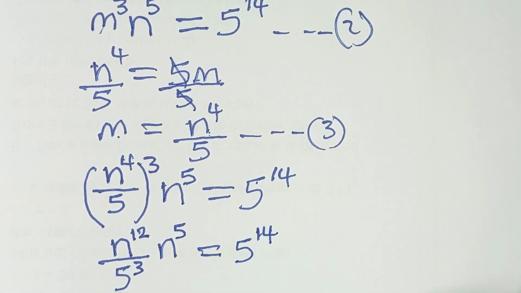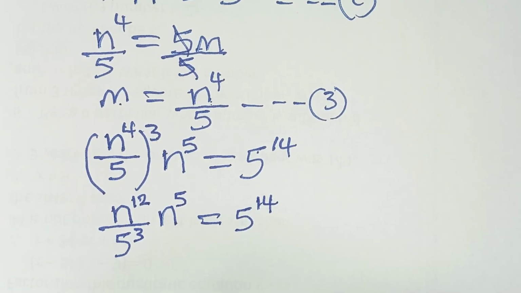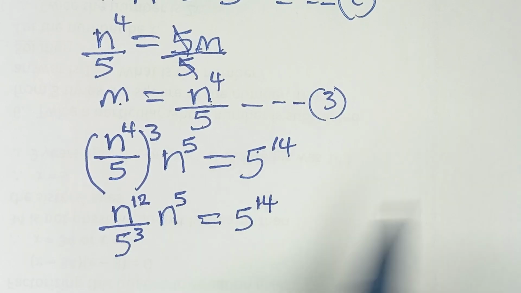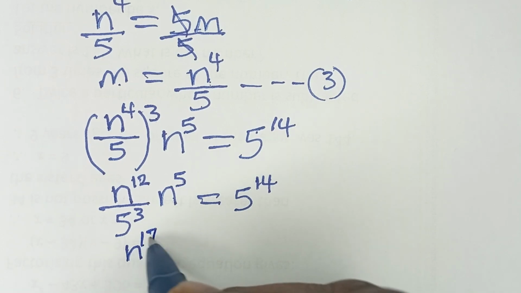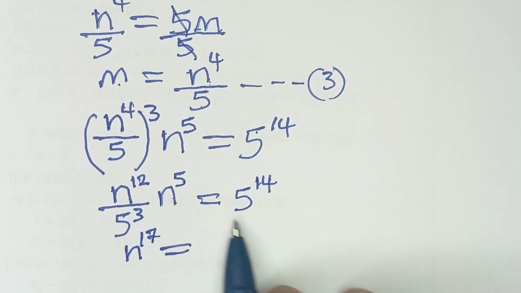So the next thing that I'll be doing here is to cross multiply. N raised to power 12 multiplied by n raised to power 5. According to the law of indices, when you have multiplication of terms in the same base like this, you add their powers. So 12 plus 5 is 17, so that will give me n raised to power 17 is equal to, don't forget I'm cross multiplying, so this is multiplying 1 under here. It gives me n raised to power 17.